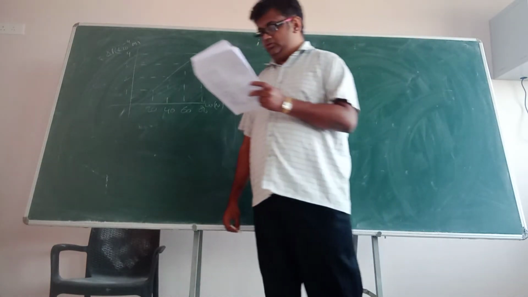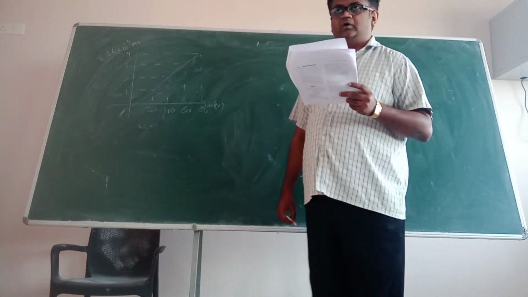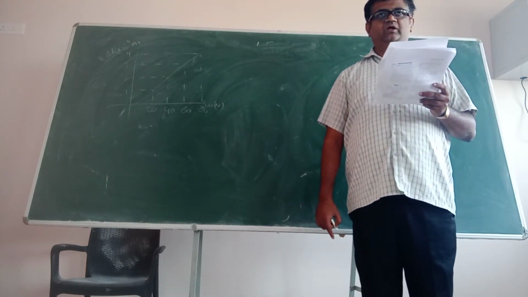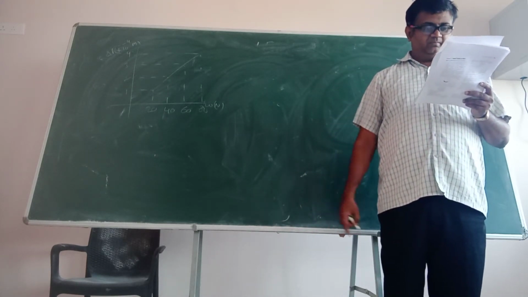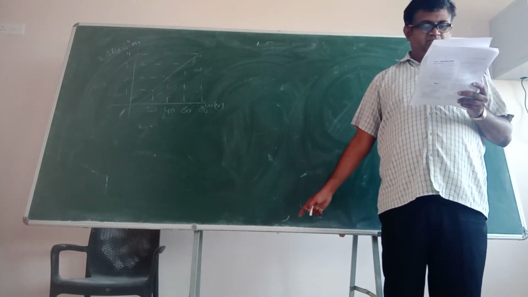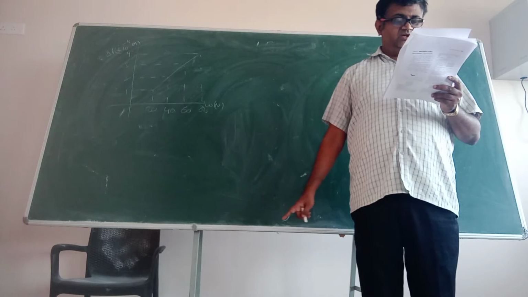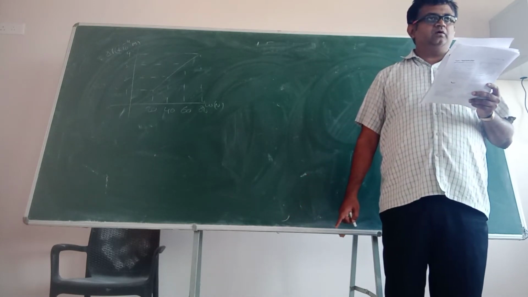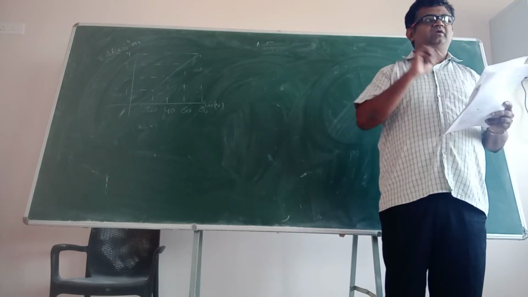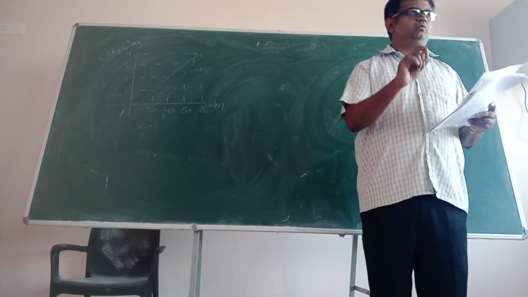Options are 2 into 10 power 11 Newton per meter square. Option 2, 2 into 10 power minus 11. Option 3, 3 into 10 power 12. Option D, 2 into 10 power 13. You have to be a little fast in writing. I cannot go very slowly. Okay.